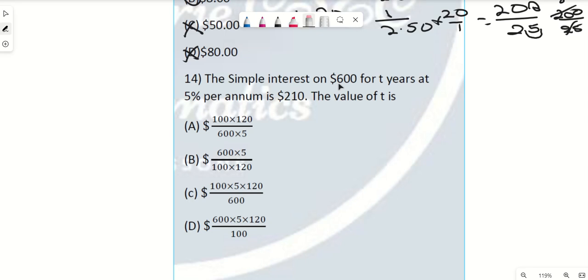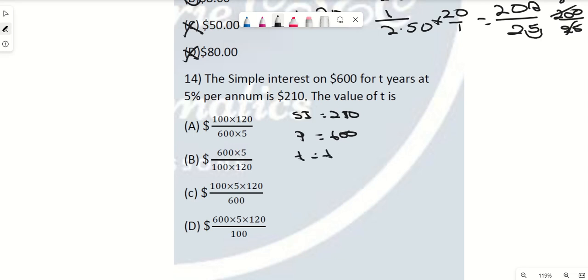The simple interest of 600 for 2 years at 5% per annum is 210. So they're telling you, let's see what they're saying. The simple interest is equal to 210. They said the simple interest on 600, so that means your principal is 600. Your time is equal to T years. And your rate is equal to 5%.